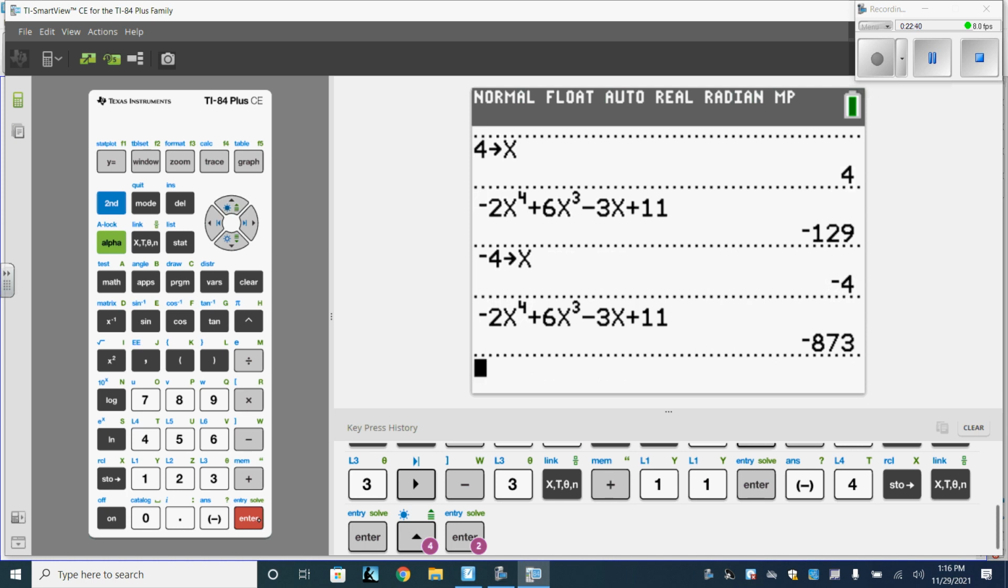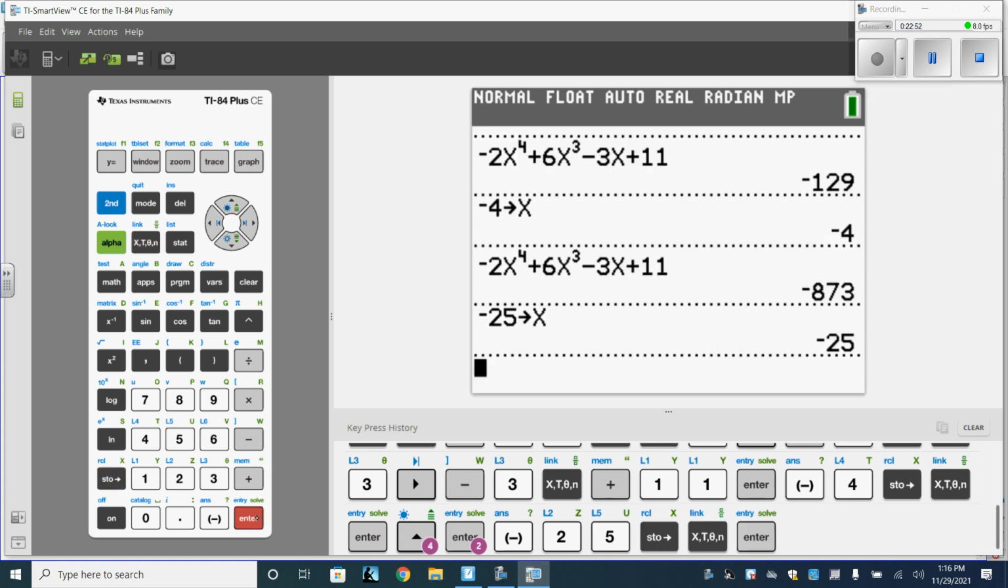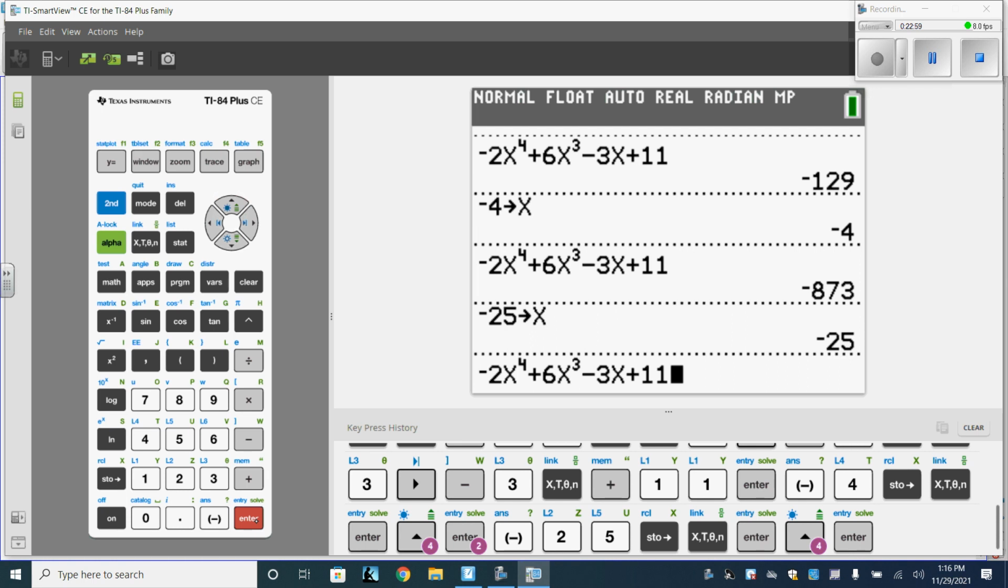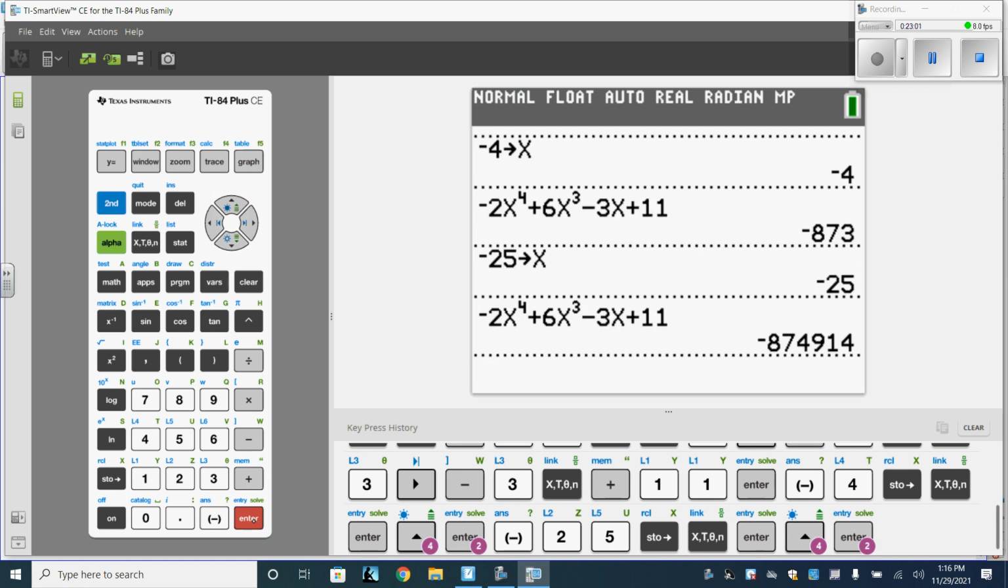Well, that's a lot faster, isn't it, than retyping it back in? Because we can continue to do this. So I could say negative 25, store X. So now it's stored as negative 25. I can cursor back up to the problem, bring it back down, hit enter again, and I have it.